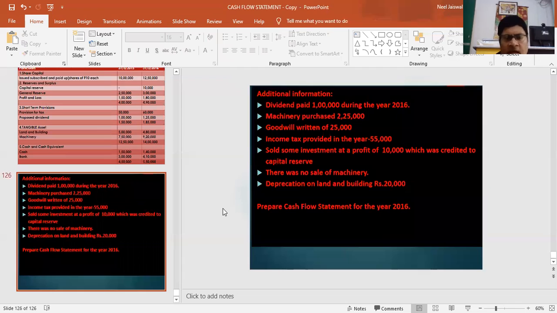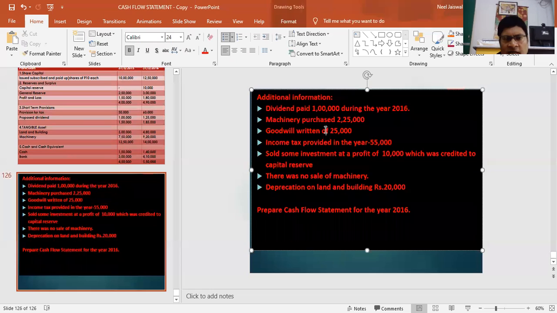Additional information: dividend paid 1 lakh, machinery purchased 2 lakh 25,000, goodwill written off 25,000, and then you have income tax provided in the year 55,000, sold some investment at a profit of 10,000 which was credited to capital reserve. There was no sale of machinery, so its entire thing is depreciation. Then depreciation on land and building 20,000. Prepare cash flow statement for the year 2016.